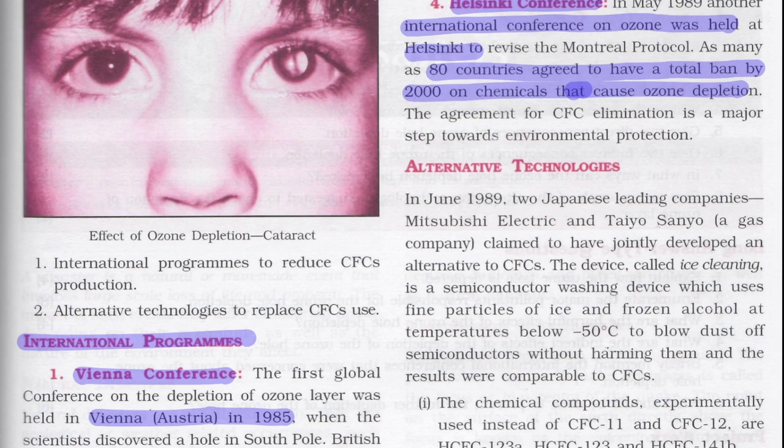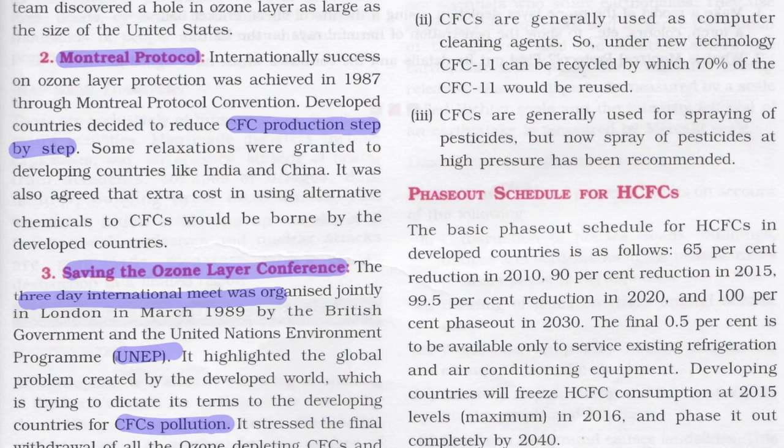There are many alternate technologies to check the effects of ozone layer depletion. In June 1989, two Japanese companies jointly developed an alternative to CFCs, and this device is called ice cleaning. It is a semiconductor washing device that uses fine particles of ice and frozen alcohol at temperatures below -50 degrees Celsius to blow dust off semiconductors without harming them, and the results were comparable to CFCs.